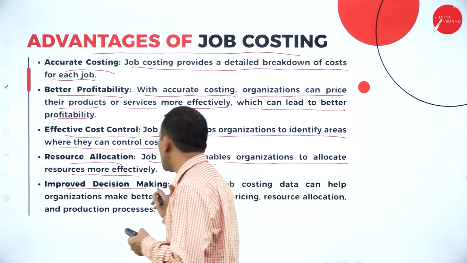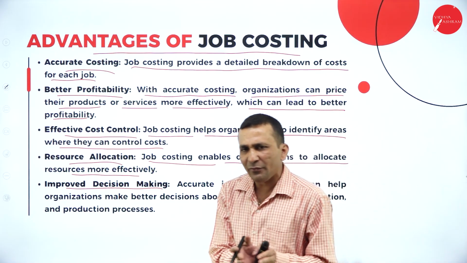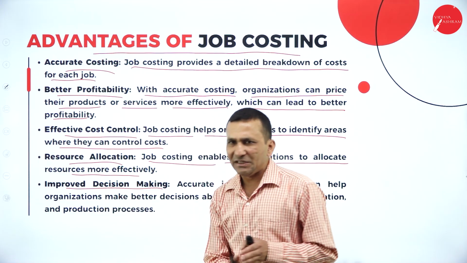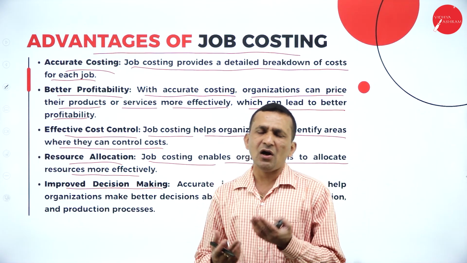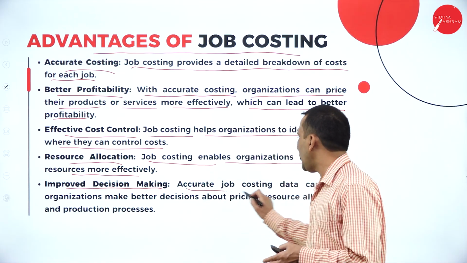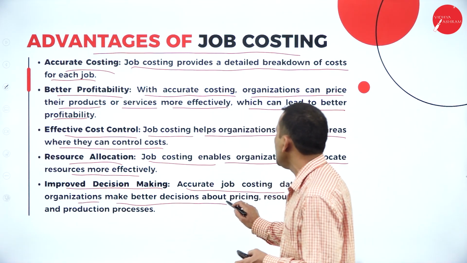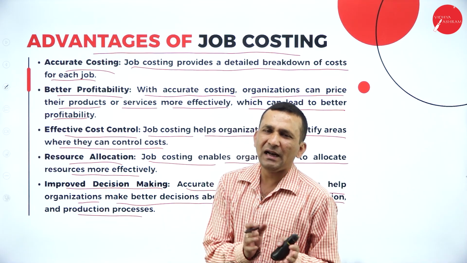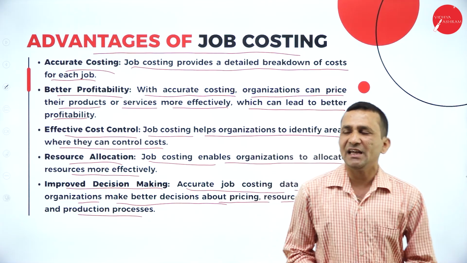Next, improved decision making, because with job costing we can easily calculate the cost when I try to perform any specific job for the first time. So of course I can take decisions based on the job costing. Either I can accept this order or reject the order. Accurate job costing data can help organizations make better decisions about pricing, resource allocation and production process. So there are different types of activities or operations going on, and easily I can decide.